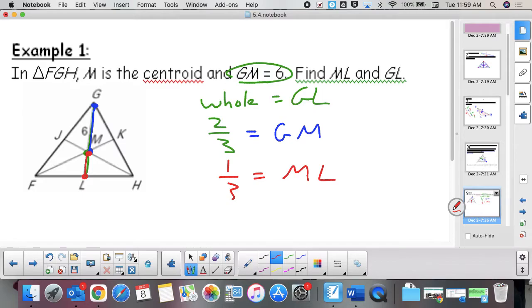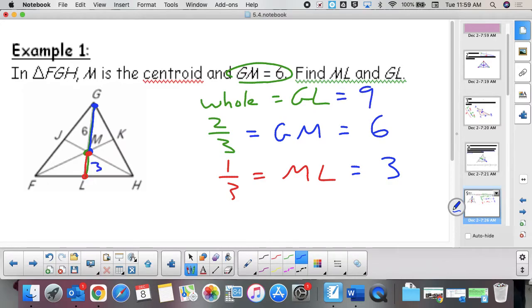They're going to give us one of these pieces, and then you need to be able to find the other two. Here they give me GM to be 6. GM is the 2/3 piece. Your 1/3 piece is half as big as your 2/3 piece. So the ML would be 3. Which means if you add them together, you'll get your whole thing, which is 9.